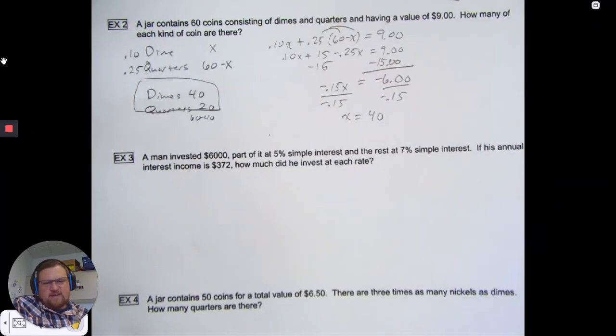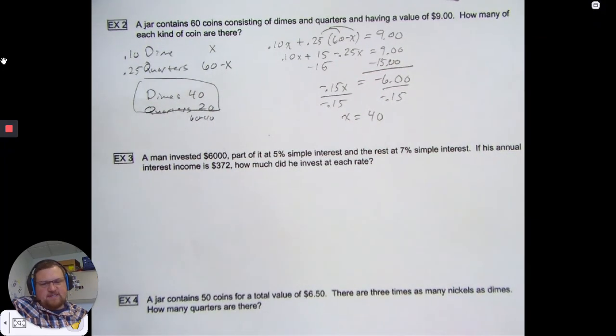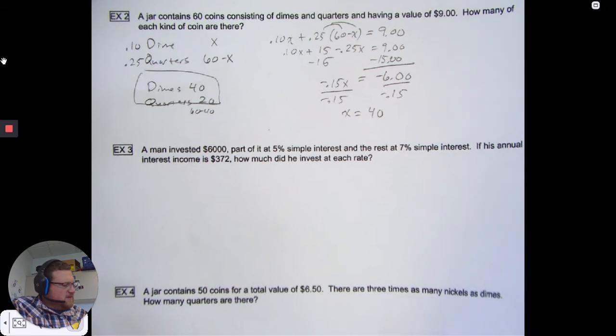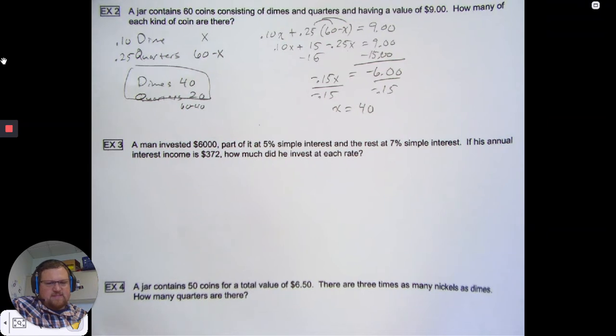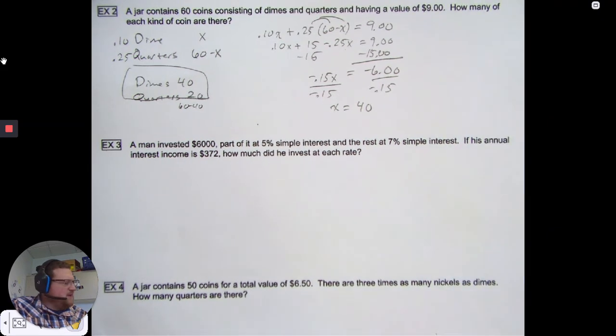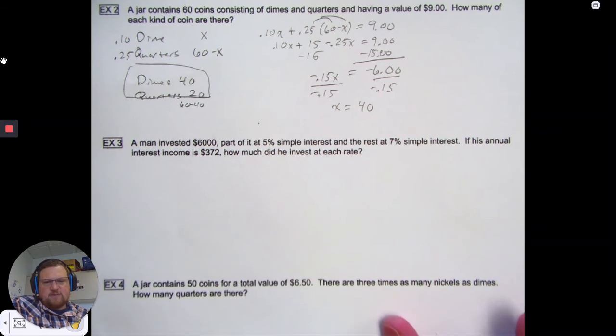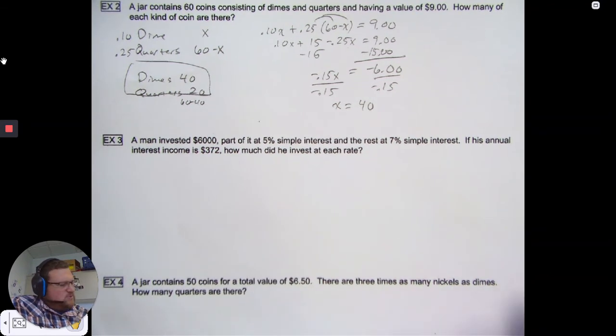Number 3 moves on and talks about investments. A man invests $6,000 at a 5% simple interest rate, and then the rest of his $6,000 he invests at 7%, and his annual interest comes in at $372. So how much do you invest at each rate?